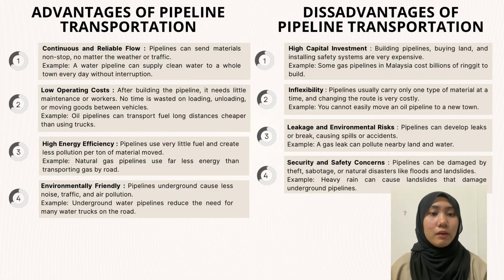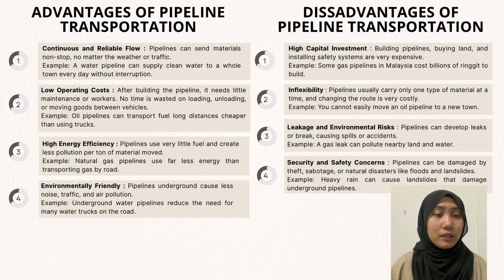Now, I will explain the advantages and disadvantages of pipeline transportation. For advantages, we have four advantages. The first is continuous and reliable flow, which means a pipeline can send material non-stop, no matter the weather or traffic. For example, a water pipeline can supply clean water to a whole town every day without interruption.